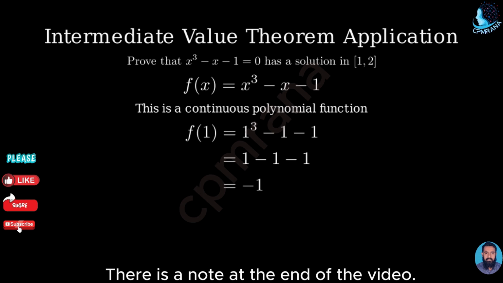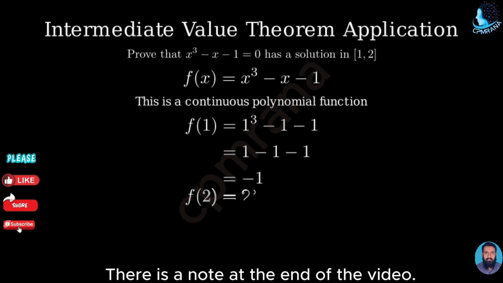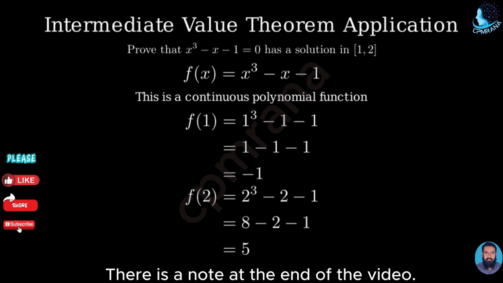Next, let's evaluate our function at x equals 2. When we plug in 2, we get f of 2 equals 2 cubed minus 2 minus 1, which equals 8 minus 2 minus 1, which equals 5. Let's visualize this function on a graph to better understand what's happening.